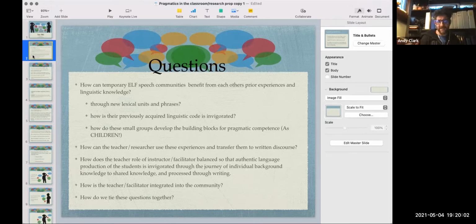And how does that teacher facilitator get integrated into that small temporary speech community without forcing themselves into it? Because otherwise it stops becoming an English as a lingua franca community, and it's all about whatever the teacher says is right about the language use, and that sucks. And finally, how do I tie all this together?